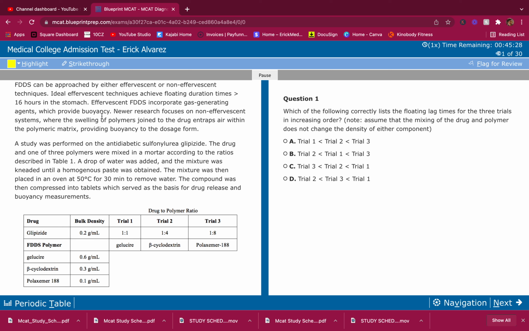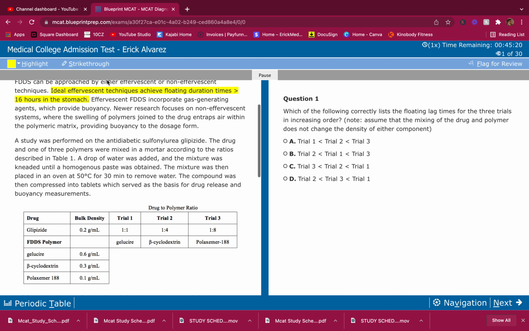Ideal effervescent techniques achieve floating duration times greater than 16 hours in the stomach. This popped out to me, so I'm going to highlight this. You guys highlight whatever pops out to you. I'm not going to tell you to highlight this, this, and that for every single passage, because every passage is different. I want you guys to generate your own technique. Take notes of what I'm doing and try to get your own technique in there, because everybody's different. So that's ideal effervescent techniques, greater than 16 hours in the stomach.